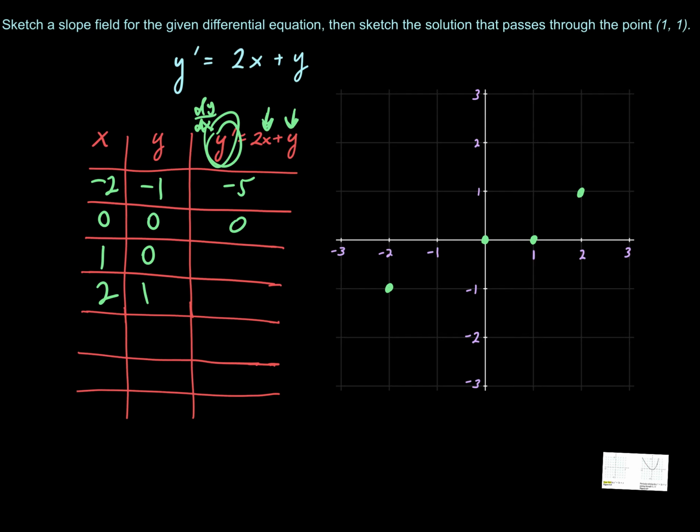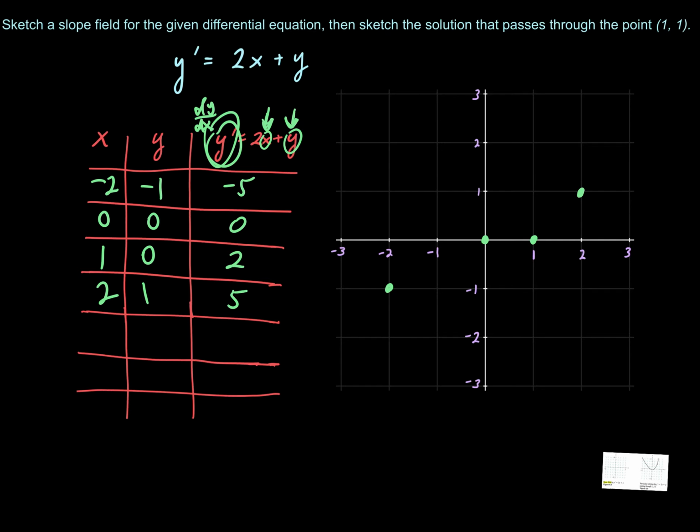All right, 1. If you plug in a 1 right here, that's going to give you 2 times 1, and then this is a 0, that's going to give you 2 plus 0. And I'm going to do 2 times 2 is 4, 4 plus 1, that's going to give you a positive 5. Well, let's see what these slopes look like.